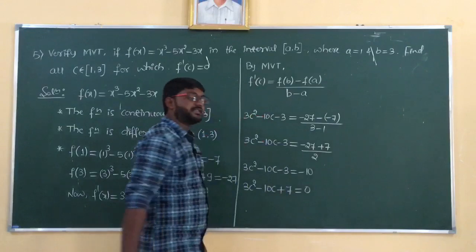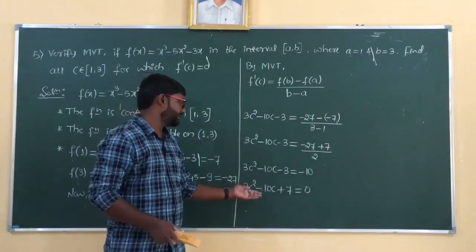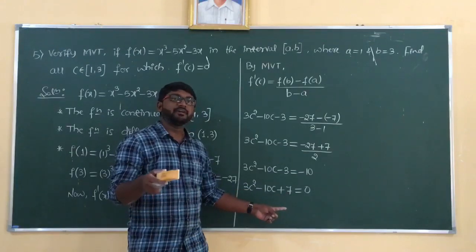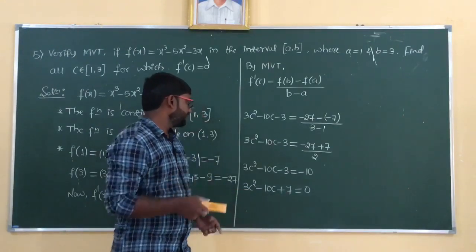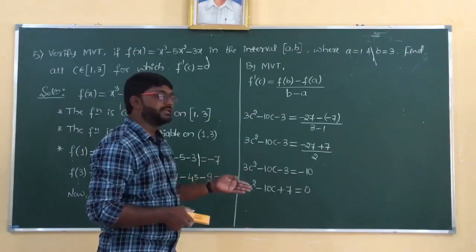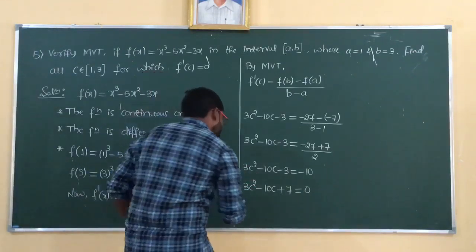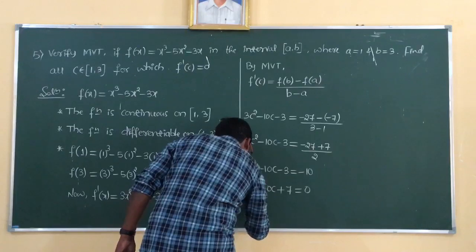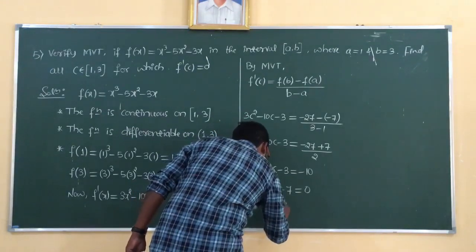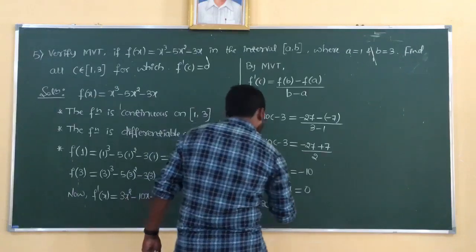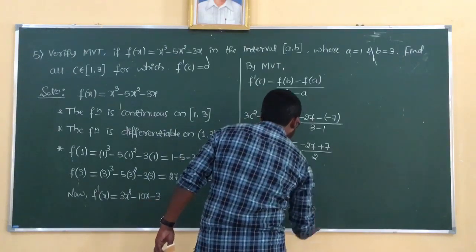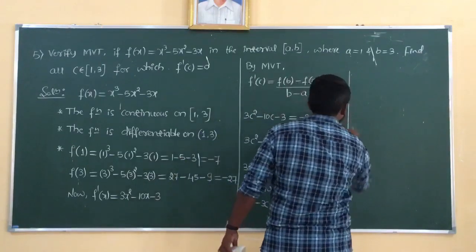So now this is a quadratic equation. So multiply the first and last term, the product will be 21c square. So how do you take the factors now? It is minus 7c and minus 3c. So 3c square minus 3c minus 7c and then plus 7, which is equal to 0. So let us simplify this.